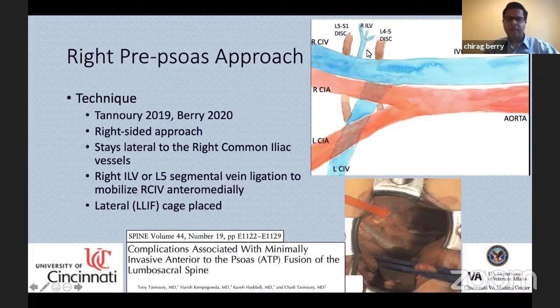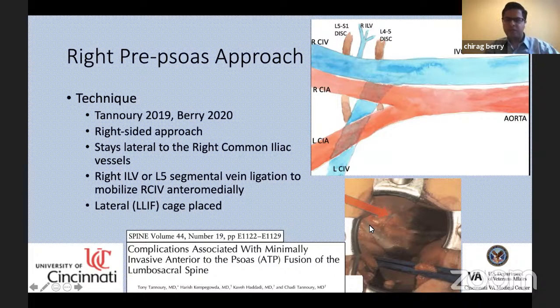And you may have to ligate the right iliolumbar vein, which is also the L5 segmental vein, so you can mobilize these structures medially and be able to expose the lateral annulus of L5-S1. And you can place an L5-S1 lateral cage through this approach.